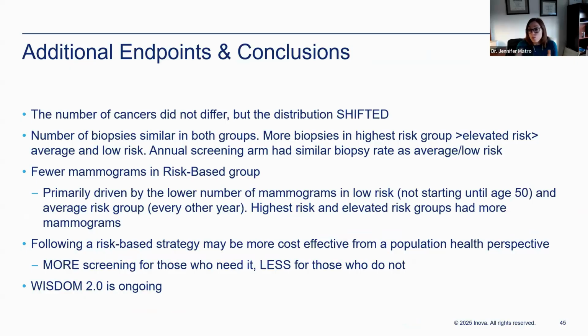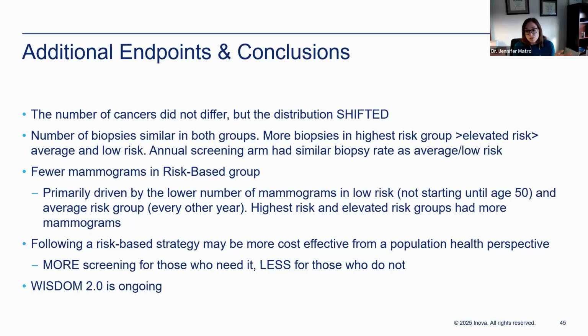So they found more cancers in higher risk women than they did in lower risk women. The number of biopsies was similar, but there were more in the highest risk group than the elevated risk and much higher than the average and low risk group. There were fewer mammograms in the risk-based group. That was primarily driven by the lower number of mammograms in the low risk cohort.